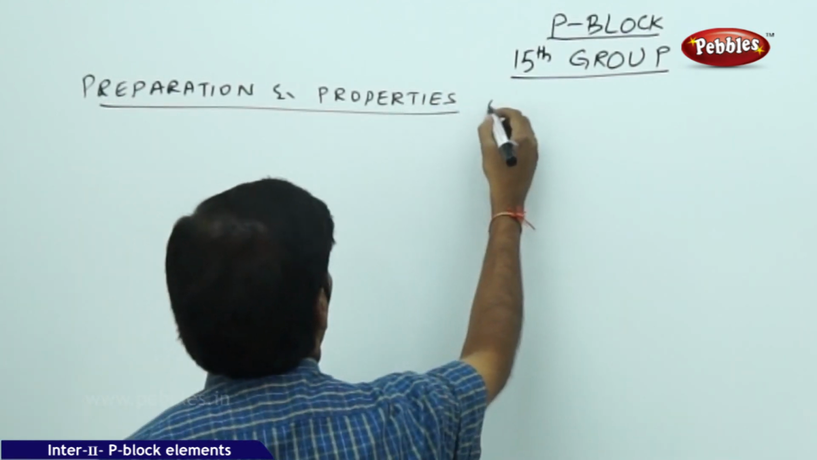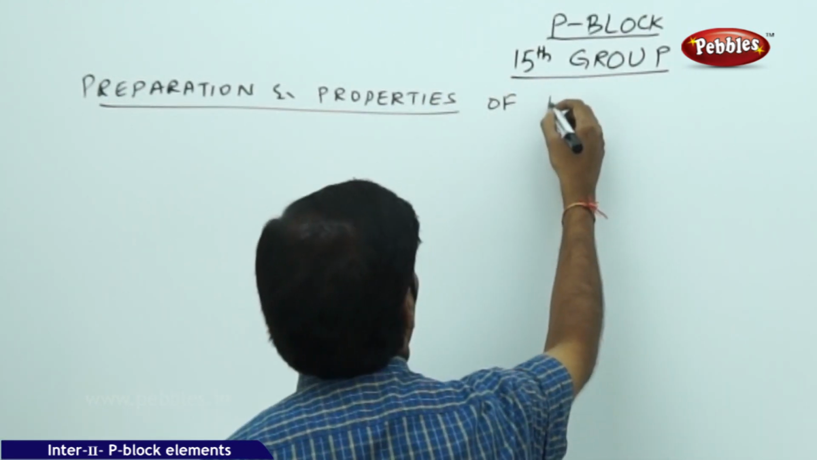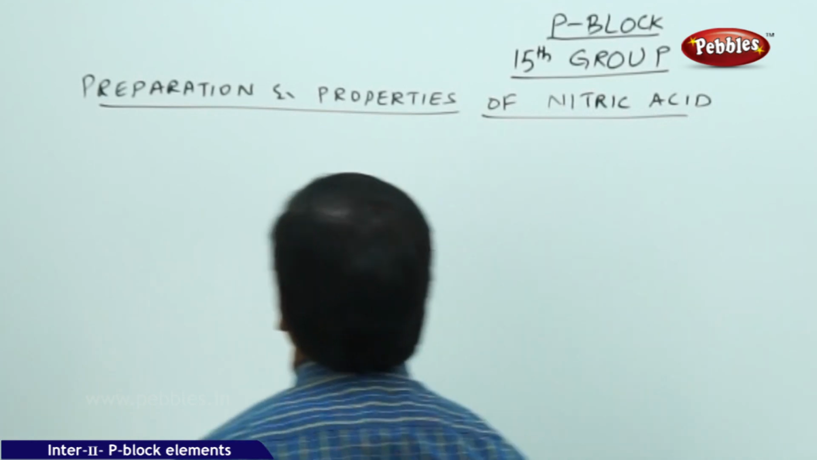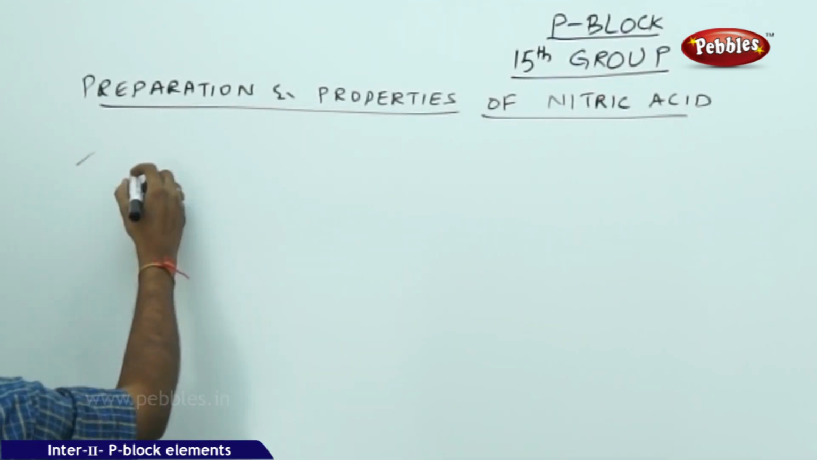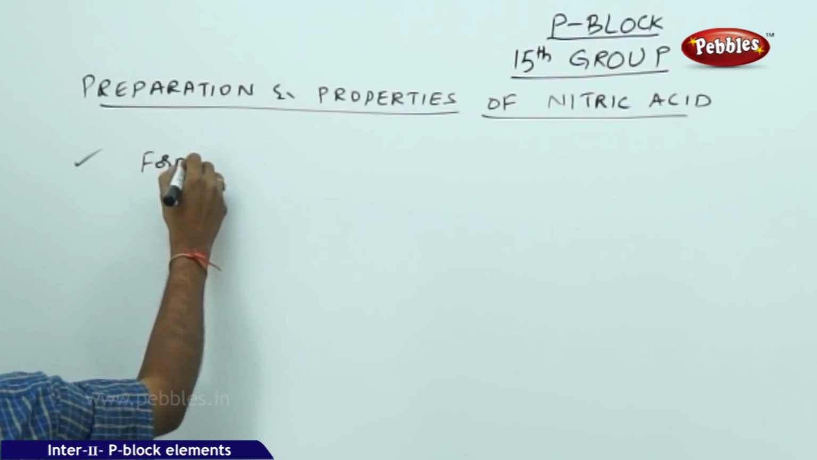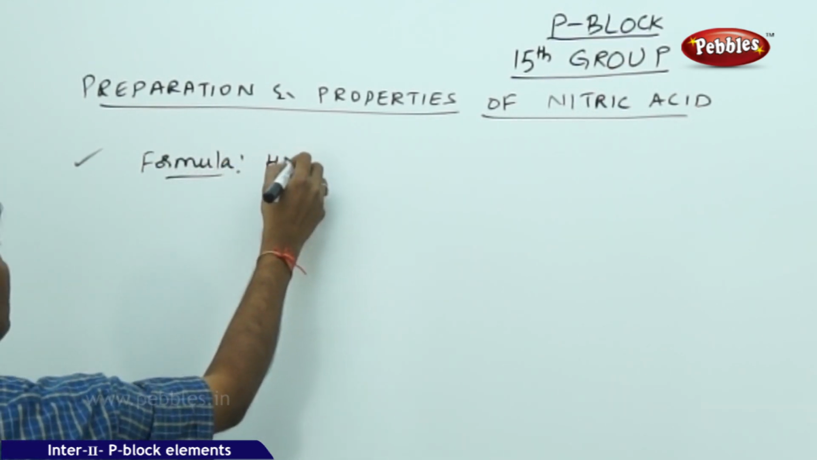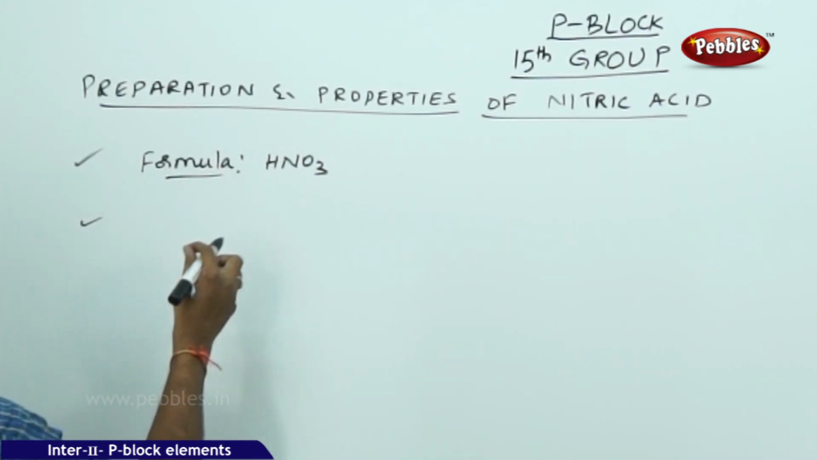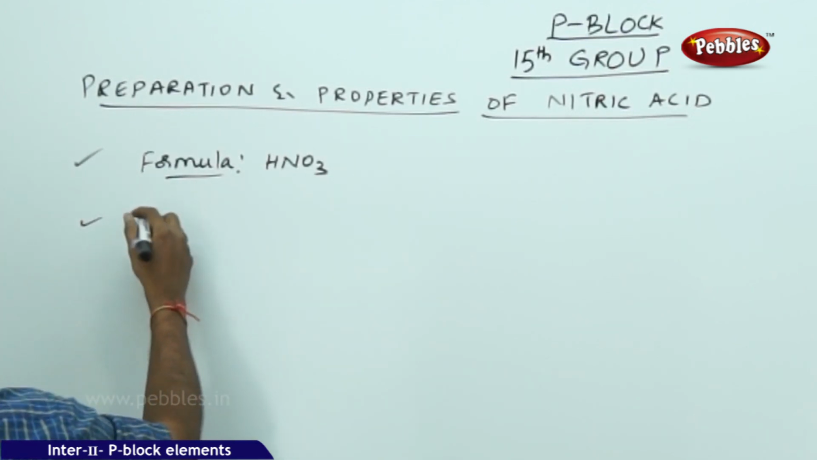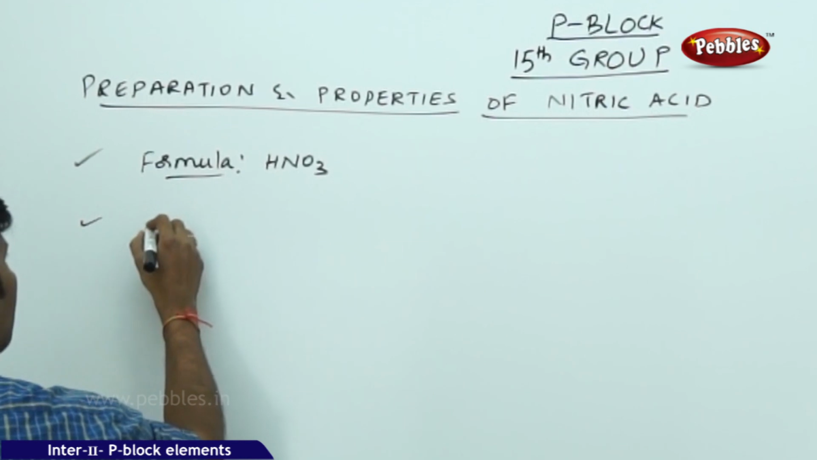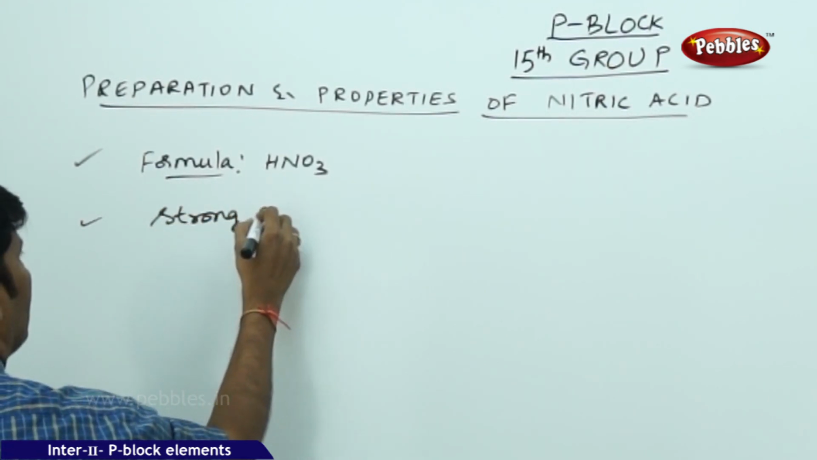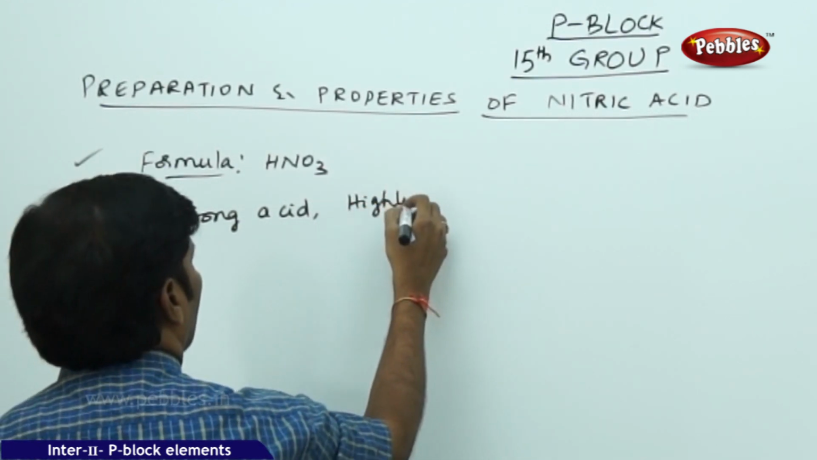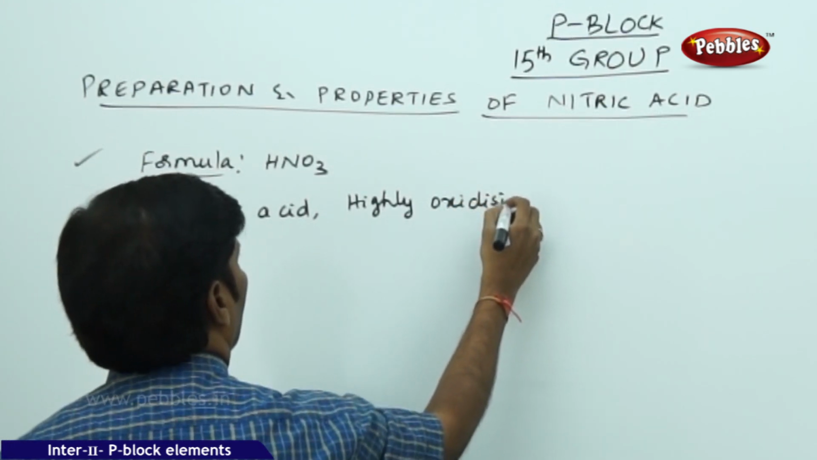of nitric acid. If you go for preparation and properties of nitric acid, the formula of nitric acid is HNO3. This HNO3 is a strong acid and it is highly oxidizing in nature.